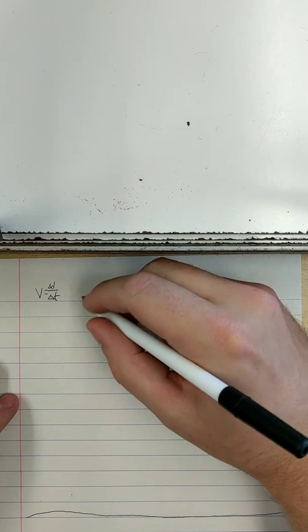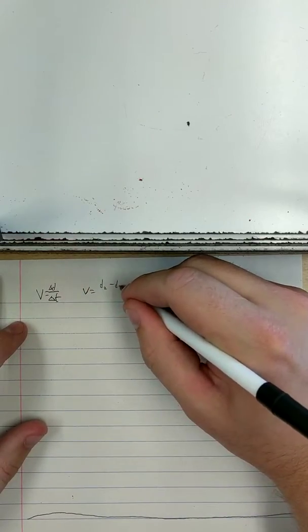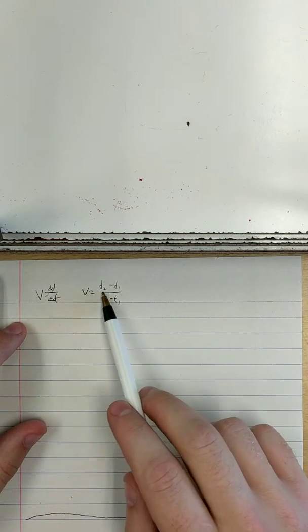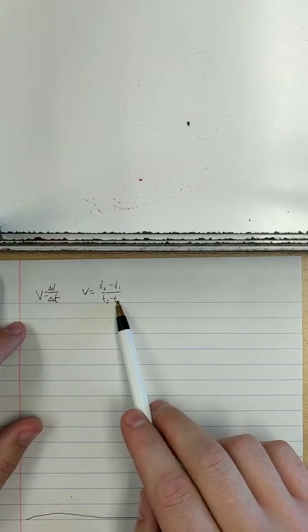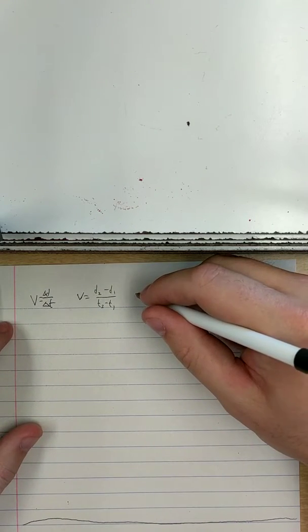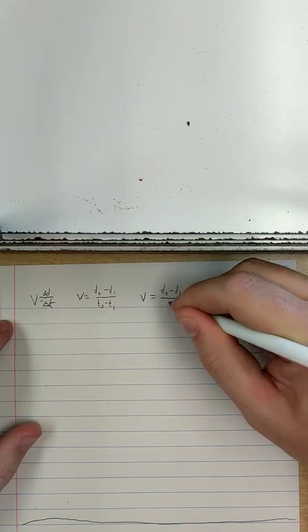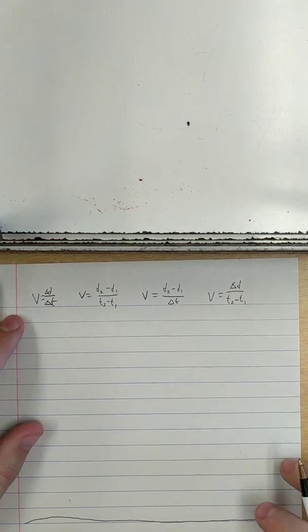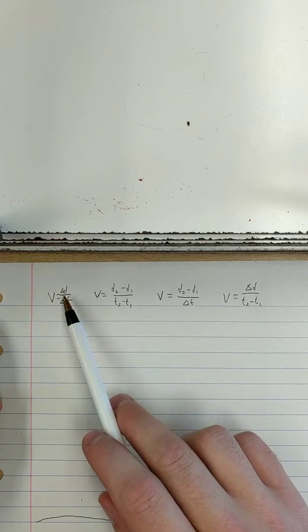Now this equation can also change into V equals D2 minus D1 over T2 minus T1, because anytime you have a delta, it means the final minus the initial of whatever you're dealing with. So final minus initial displacement, final minus initial time. You can also use any combination of those two. You could have D2 minus D1 over delta T, or even delta D divided by T2 minus T1. All of these come from the same equation. It's just expanding out the delta D and delta T.